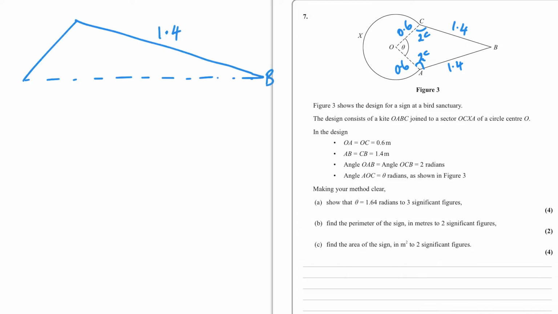Okay, looking at part A, we need to find this theta over 2. And what makes it a little bit difficult is where my sides of things are. So what I'm going to do here is find the side OB. Just going to call this X. That's the side I want to find. And then I can find that using the cosine rule.